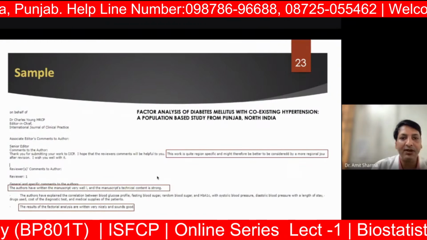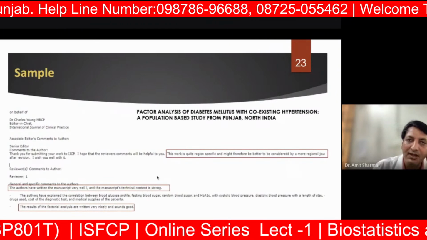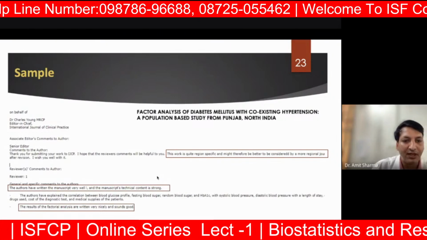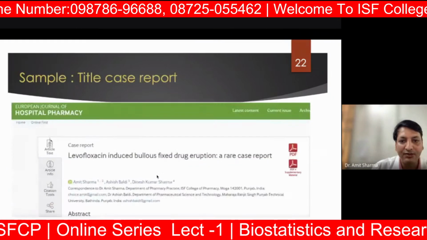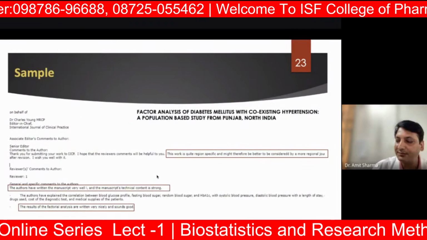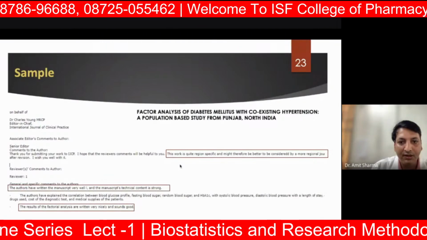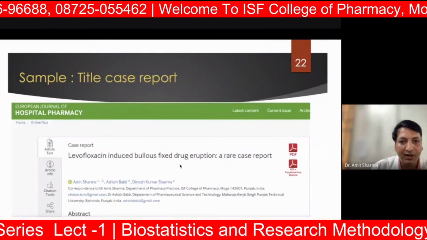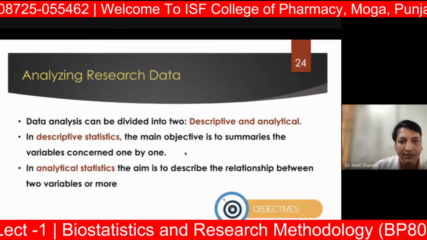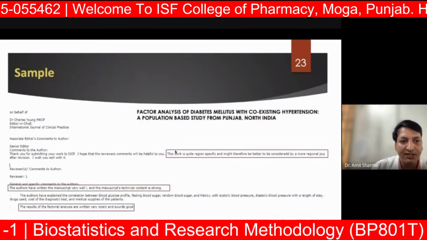This is an example where I want to show how one single word can affect your research. Maybe you are able to see it or not. I'll zoom in a little bit so that you can see properly. I'm trying to find out how to zoom. If not, I'll let you know what is there in the slide.